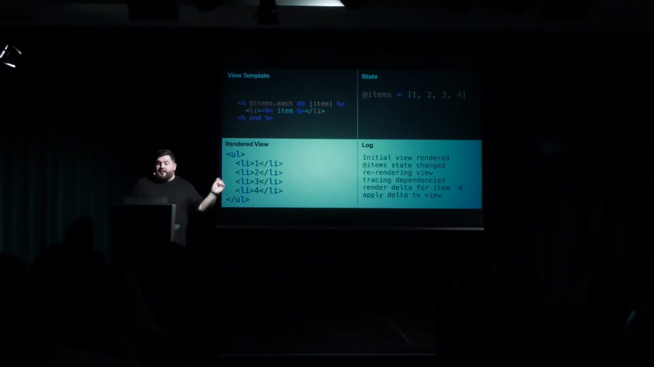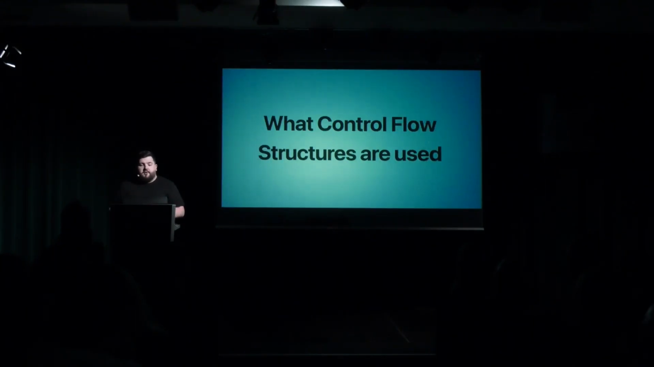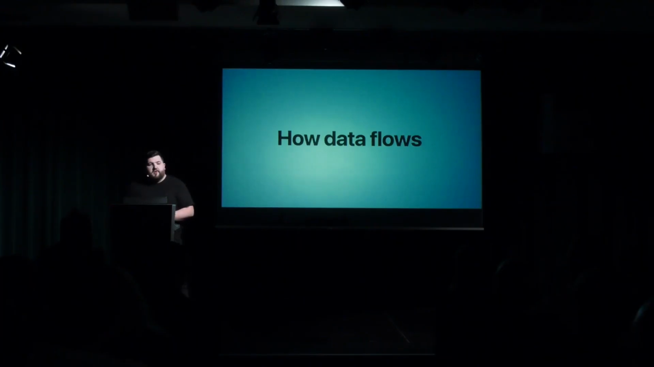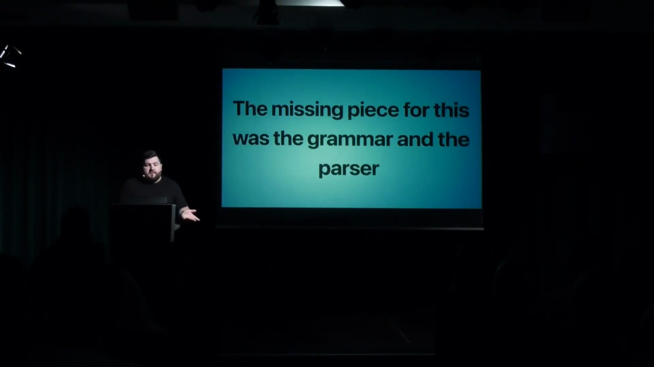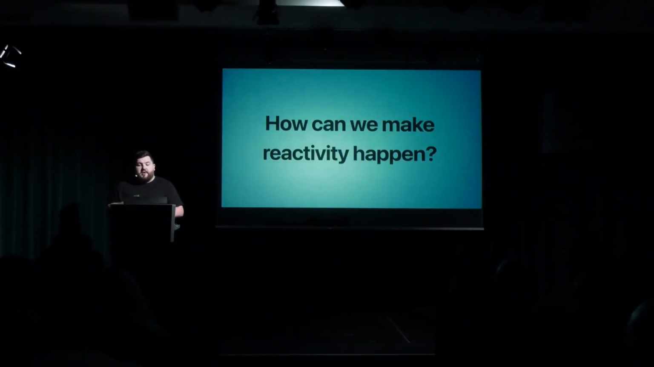But again, in order to do this, we need to understand what we are rendering, what's in the template, what control flow is being used, what state is available, how the data flows through your app. And the missing piece for those was obviously the two tools that I'm talking about today, which is the Prism parser and the Herb parser, that can enable these things now. So how can we make reactivity happen?